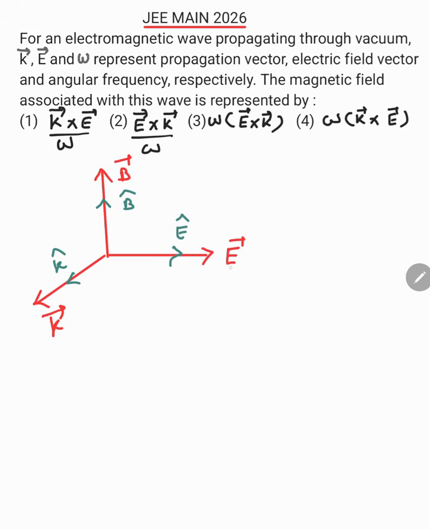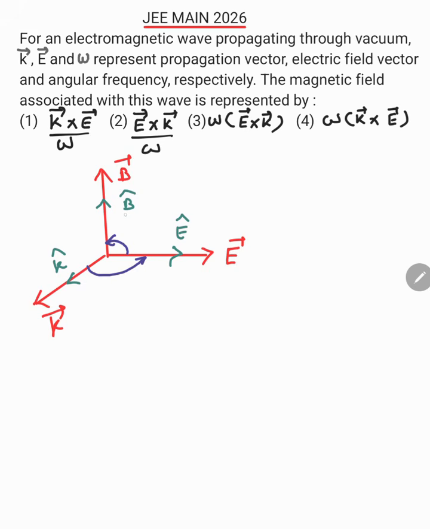Now see the diagram here. E vector, B vector and K vector are perpendicular to each other. Here direction of K vector, that is E cross B vector from right hand screw rule, and direction of B vector from right hand screw rule, that is from K vector cross E vector.